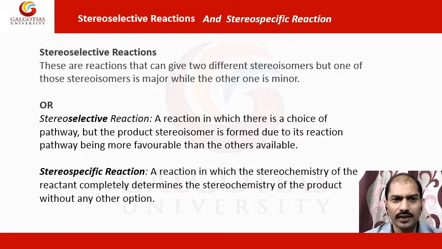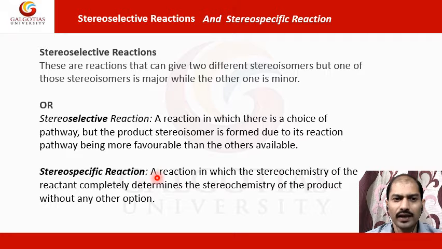Stereoselective reactions are reactions that can give two different stereoisomers, but one of those stereoisomers is major while the other one is minor. Why does this happen? It is due to the stereochemical control on the molecule, so that it can have minimum energy or more stability. In other terms, a stereoselective reaction is a reaction in which there is a choice of pathways, but the product stereoisomer is formed because that reaction pathway is more favorable than the other available. So it will go through the more favorable way, and the product formation will take place.